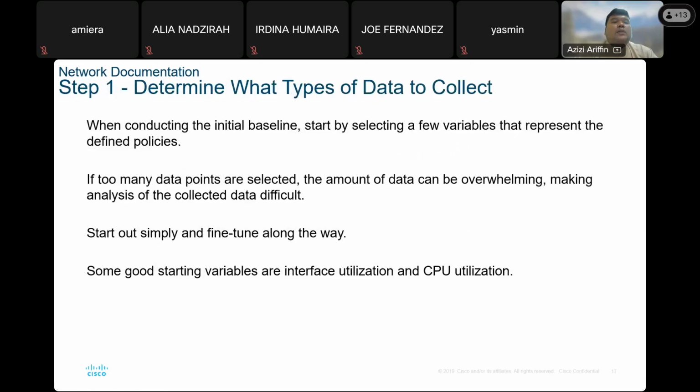So when you want to do a baseline, if you want to do documentation, you need to determine what type of data to be collected, right? First, we need to find what we want to collect in order for us to get the baseline. Usually for baseline, for network devices, we will first get the normal CPU utilization, the memory, and also the interface utilization. So that is what we usually collect for a baseline.